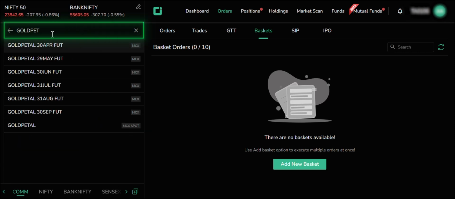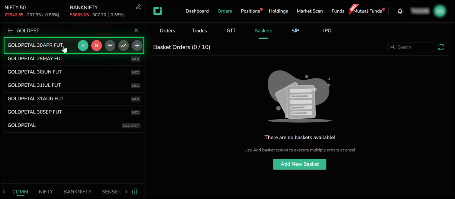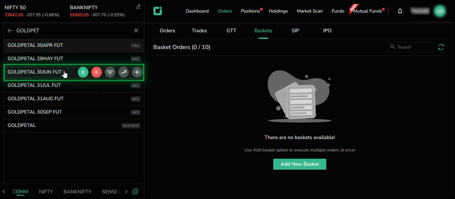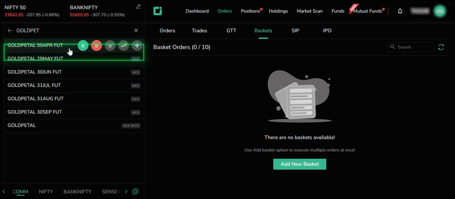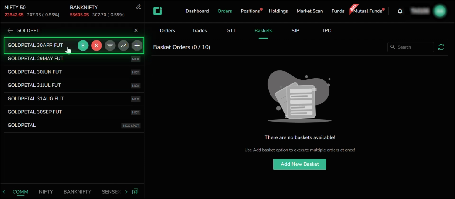The gold futures contract. Basically I'm selecting Gold Petal here, that's a 1 gram contract. So you'll have continuous 3-month expiries: 30th April, 29th and 30th June. Now till 22nd, 23rd or 24th of the month you can trade in the current month contract.